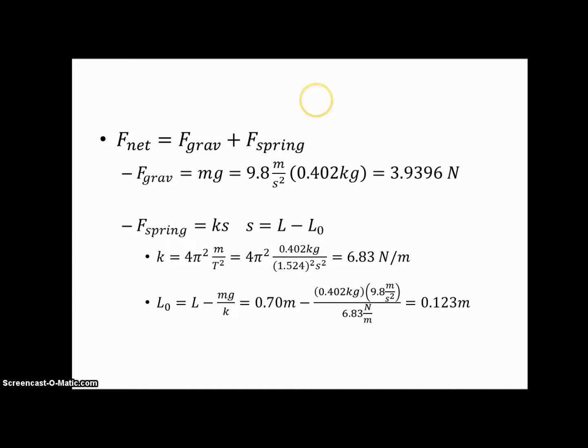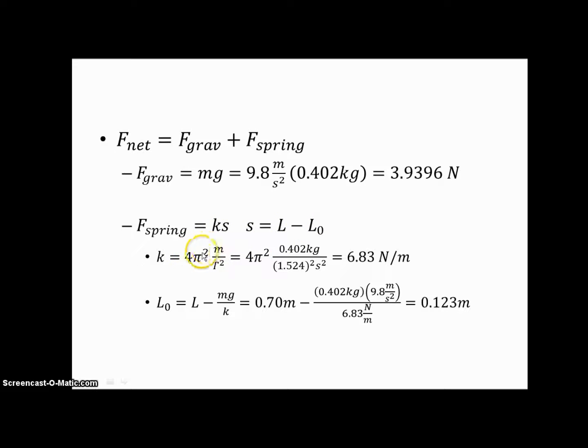The forces that we considered for this experiment were the force of gravity and the spring force. The force of gravity is simply calculated by multiplying the mass times the Earth's gravitational constant, and the force of the spring is calculated using Hooke's law, where it's equal to the spring constant times the length of the spring minus its relaxed length. We were not given the spring constant or the relaxed length for the spring, but we were able to derive them using these formulas.